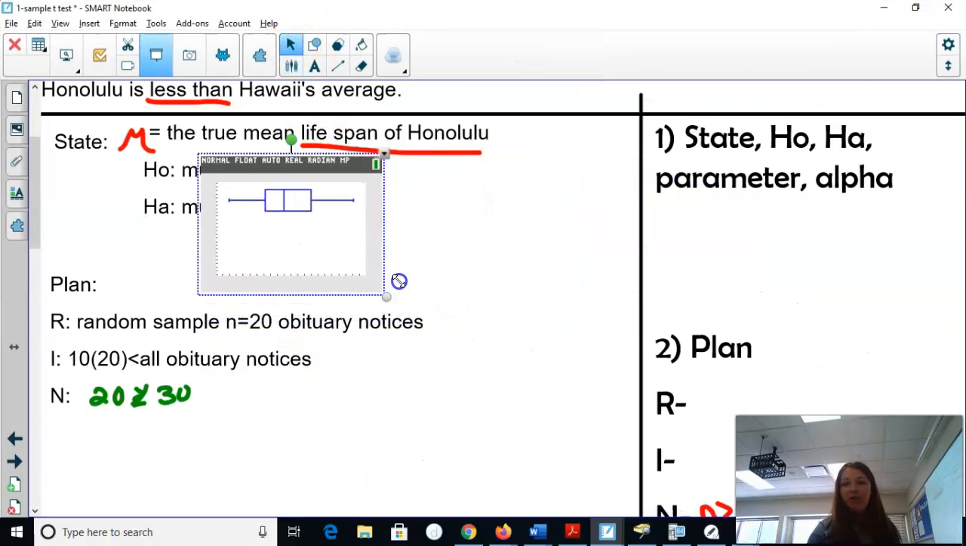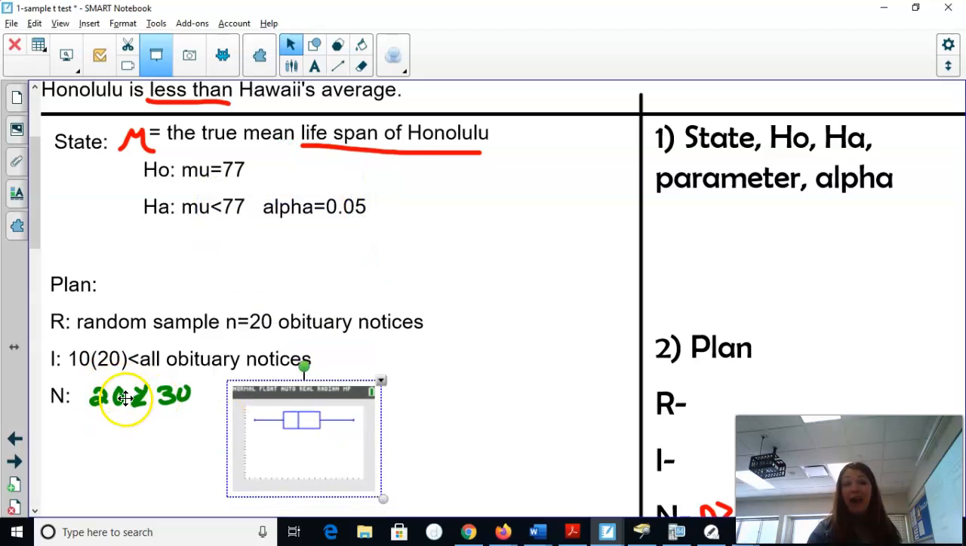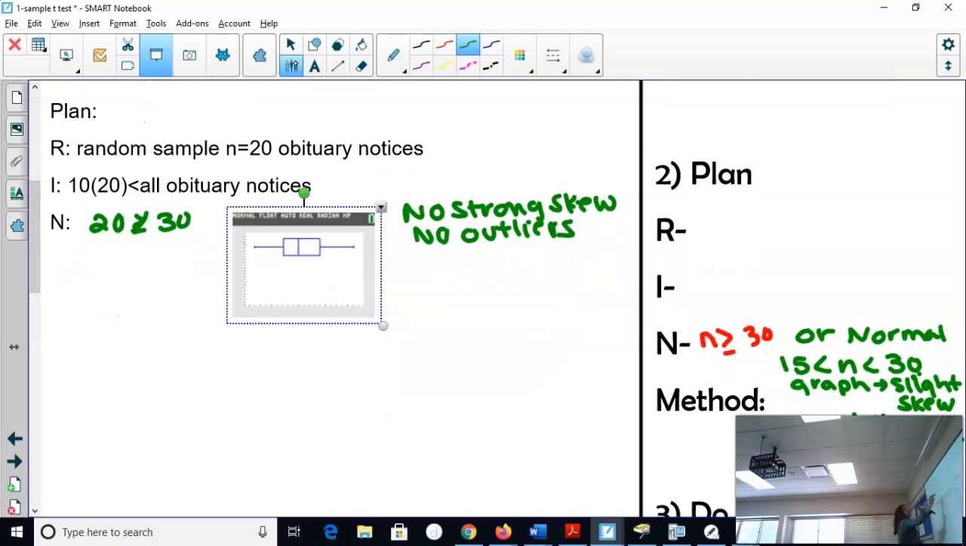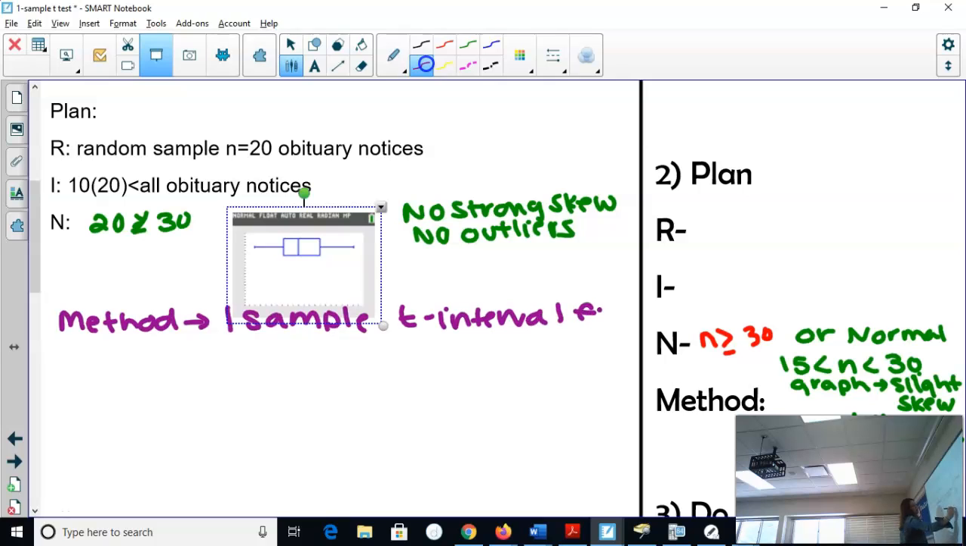You do need to sketch this for me in the normal condition when n greater than or equal to 30 is not met. You need to sketch it, and then you need to say no strong skew, no outliers. And this looks pretty close to being symmetric, maybe a little bit skewed, right? But not much at all, okay? So no strong skew, no outliers. We are okay to proceed to the method. And our method here is a 1 sample t interval for mu.